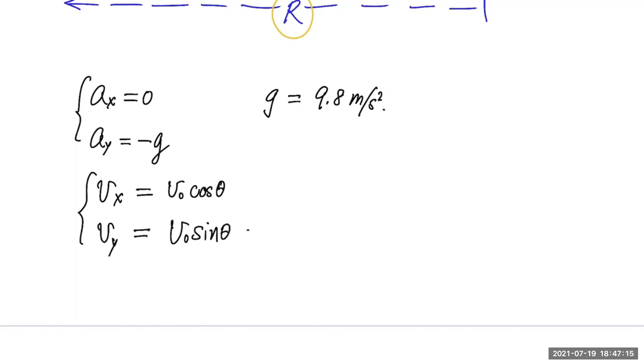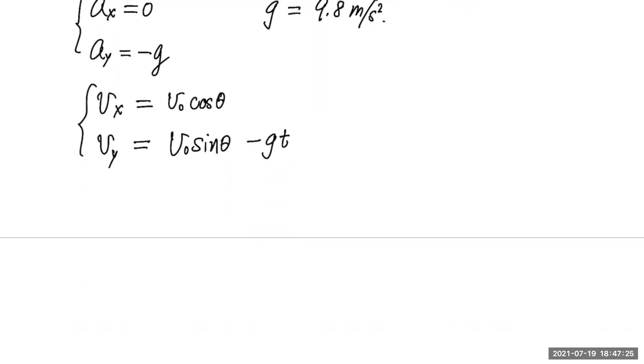So don't forget, it is negative g. Negative g is a in the y direction. So we went from a to v, and then what do we do next? Well, the next step is to find the displacement, the position vector, x and y components. So what's x equal to, what's y equal to? That's the next thing we want to know, right?